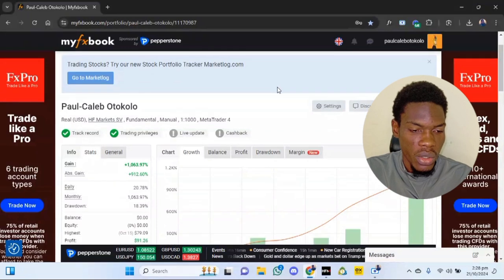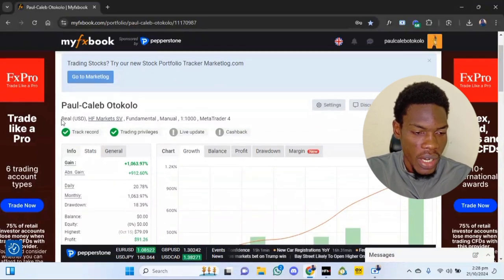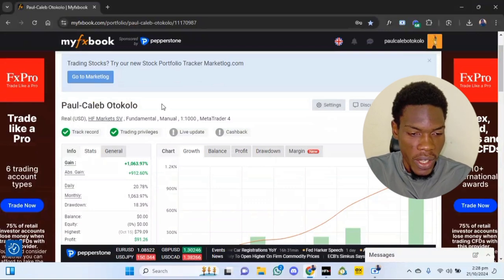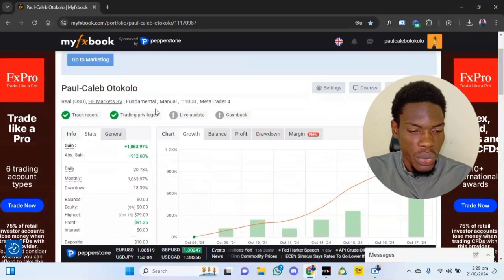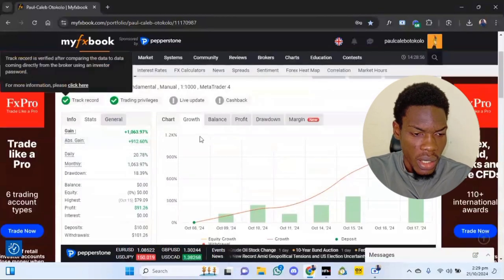So the first thing you can see here is Caleb, that's my name, and you can see there's a real account with Hot Forex, which is a brokerage quite popular over here. But you can use any brokerage you want. And over here you can see how much gain we've had, and the gain and how much gain we had daily.